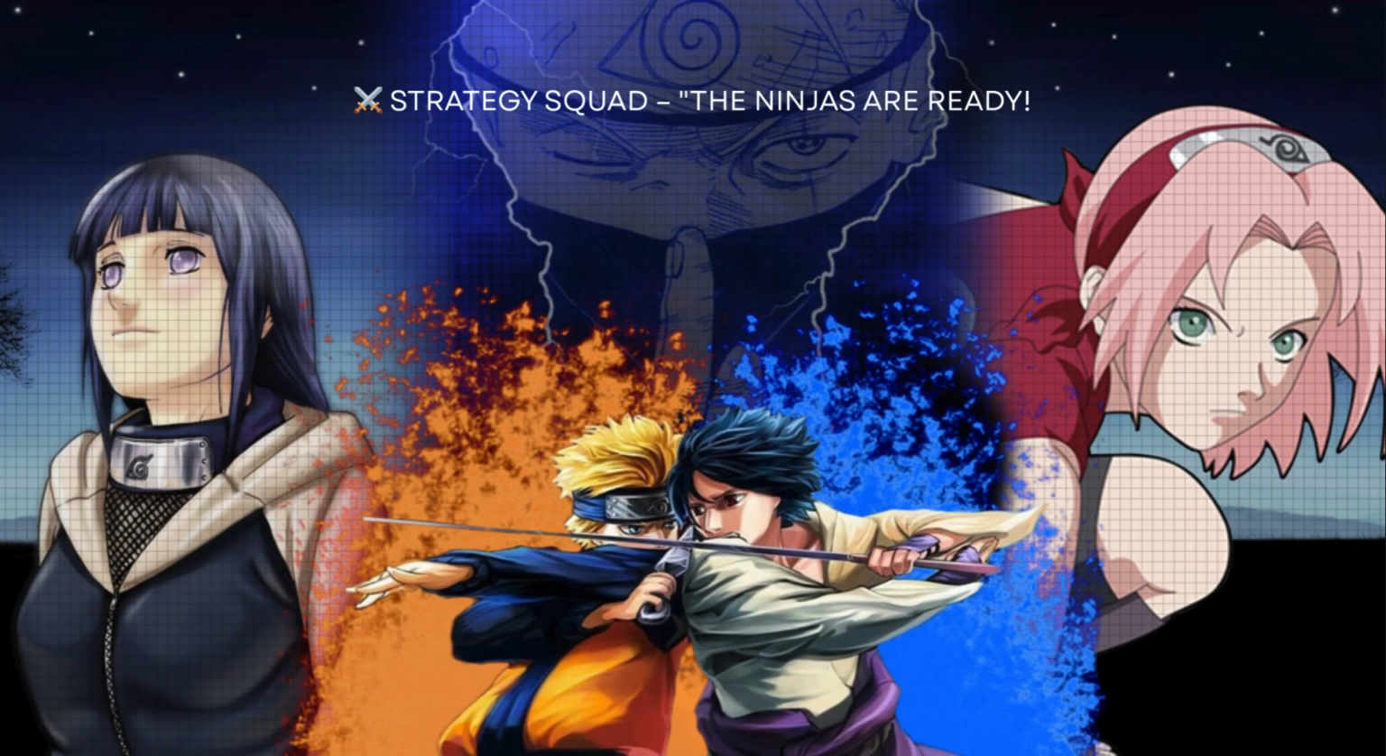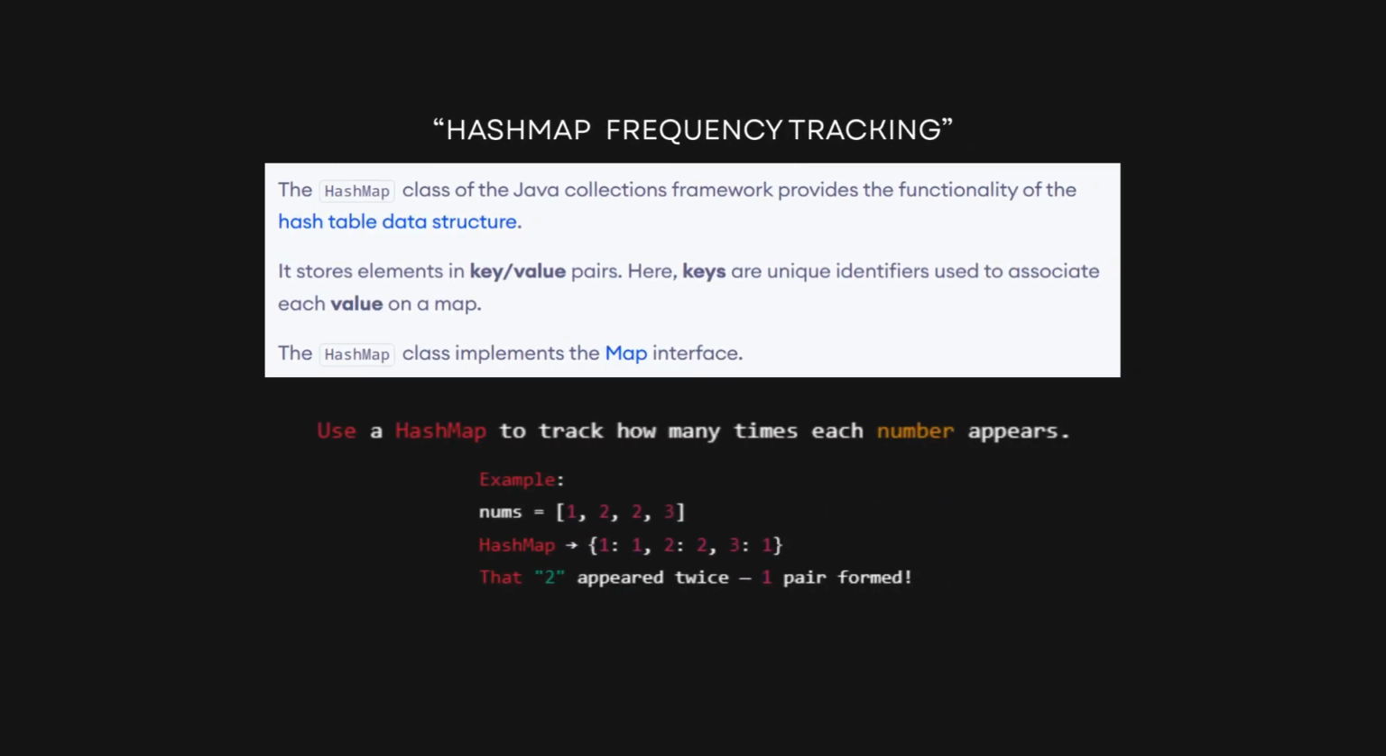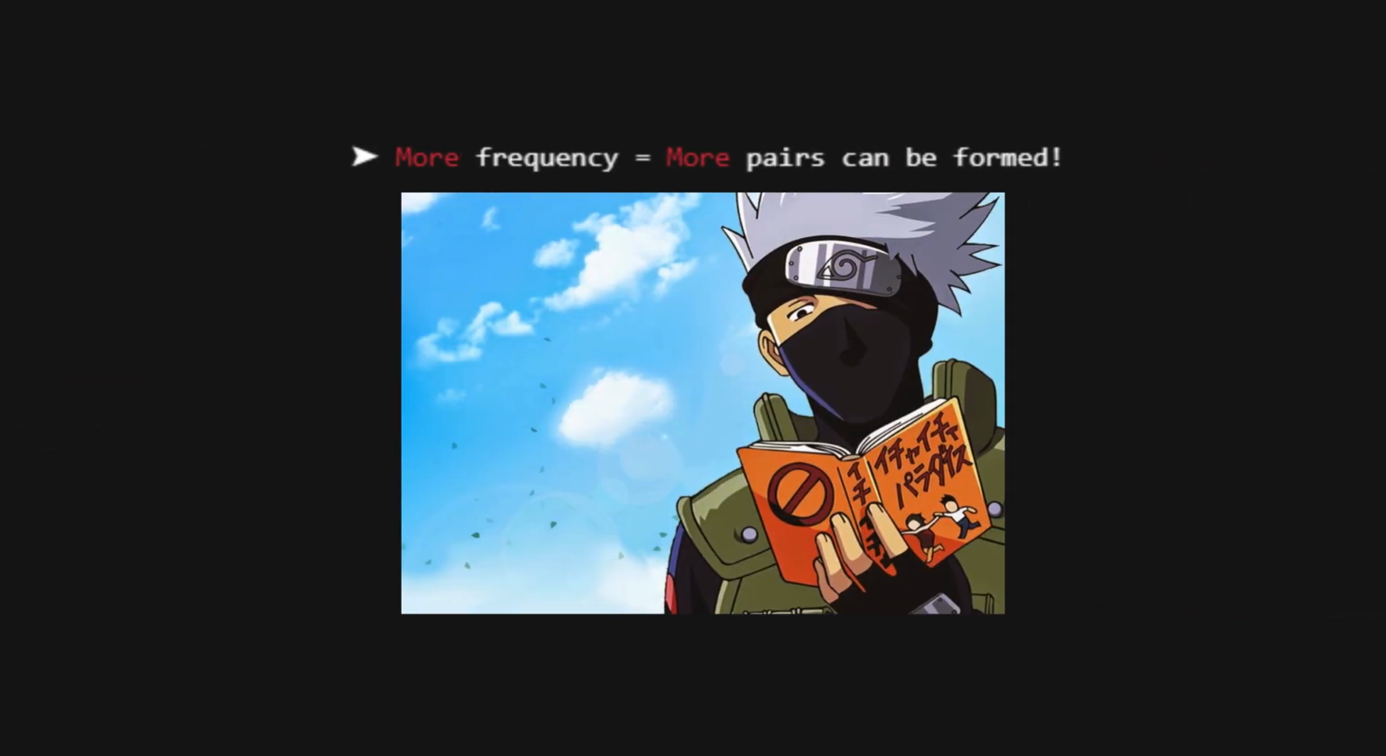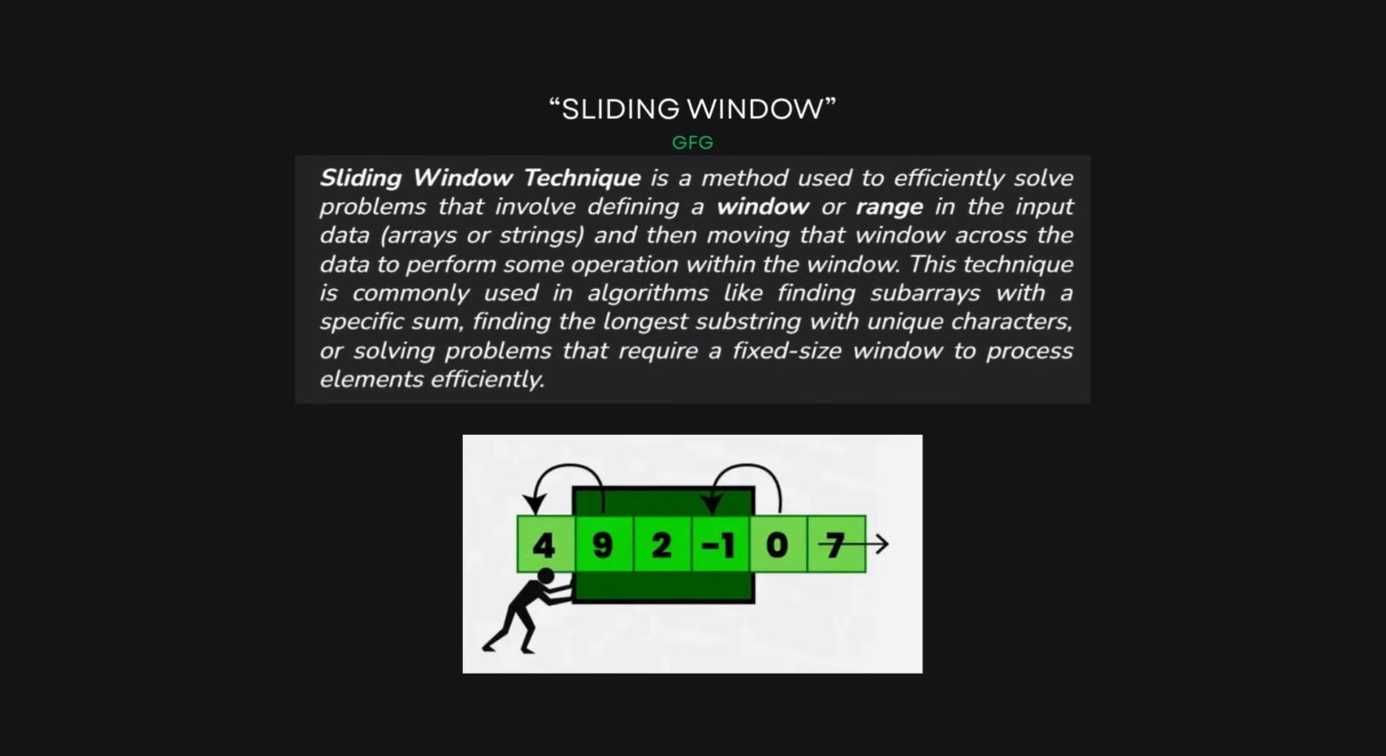Let's get our ninja squad ready for action. These ninjas will guide you through the process. We'll use a HashMap to track the frequency of each number in the array. Think of it like Kakashi's ninja notebook, where he writes down everything he needs to remember. The more times we see a number, the more pairs can be formed. To keep things fast, we use the sliding window technique.